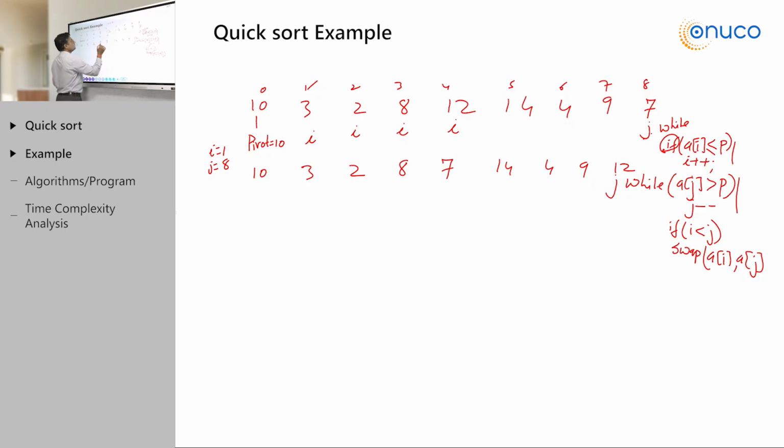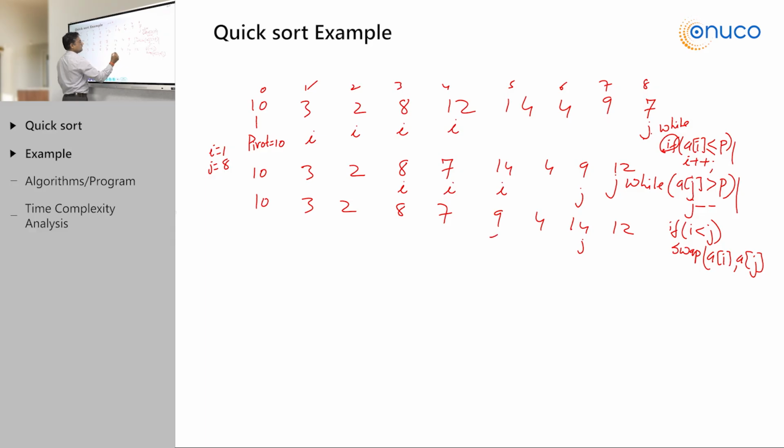Still j is here and i is here. Again we will check that. Is A of i lesser than P? Is 7 lesser than 10? Yes, i increases. Is 14 lesser than 10? No. Stop it. Now for j, is 12 greater than 10? Yes, j decreases. Is 9 greater than 10? No. Stop. Again, i pointer is lesser than j pointer. In that case, this and this will swap. So we will be having 10, 3, 2, 8, 7, 9, 4, 14, 12.